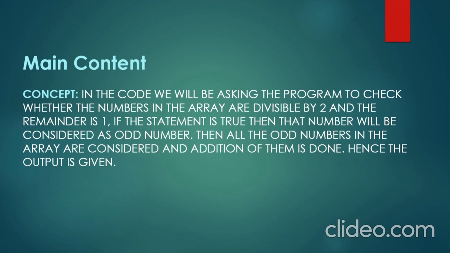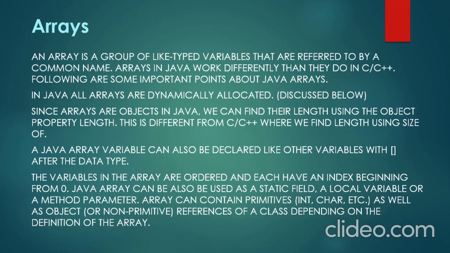So, our next topic is concept. In the code, we will be asking the program to check whether the numbers in the array are divisible by 2 and the remainder is 1. If the statement is true, then that number will be considered as an odd number. Then all the odd numbers in the array are considered and addition of them is done. Hence, the output is given.